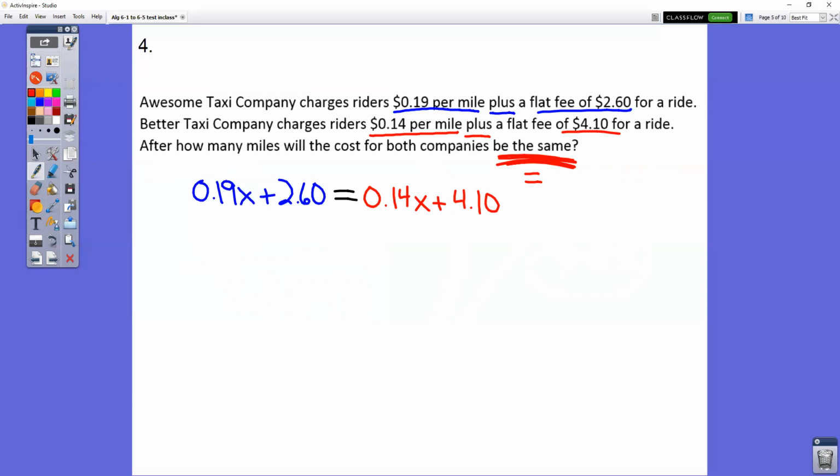We don't need to solve for y in this one, all right? It just says after how many miles will they be the same or equal to each other, so we're just solving for x.